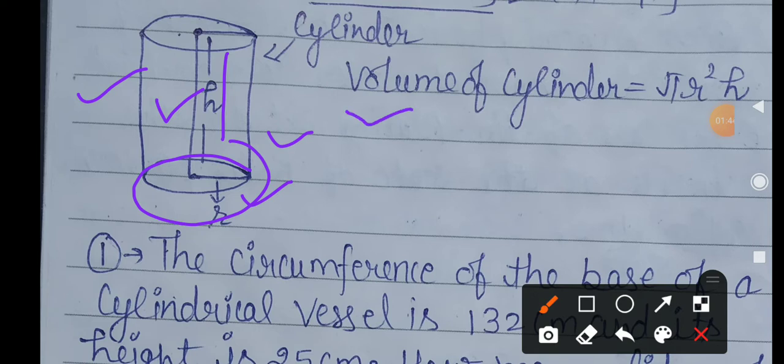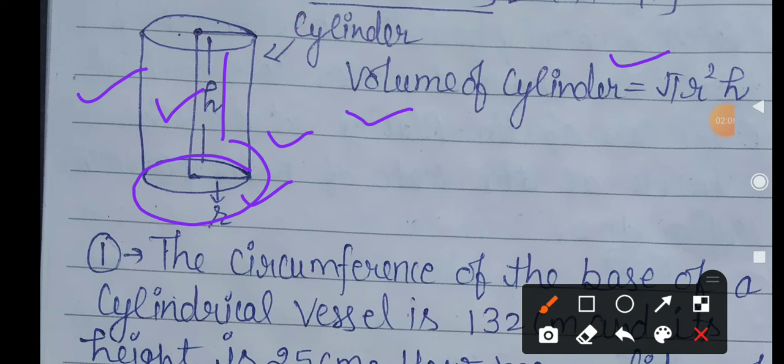The formula is created with the help of the height and the radius of a cylinder: the volume of a cylinder is pi r square h. Here pi you very well know is 22 upon 7, and r and h are given in the cylinder. Then you have to find the volume of the cylinder.